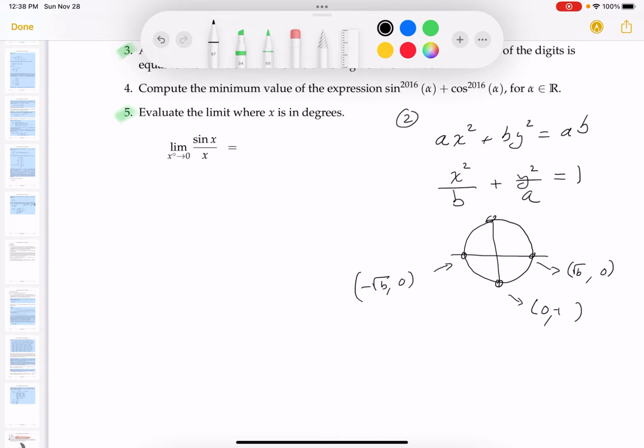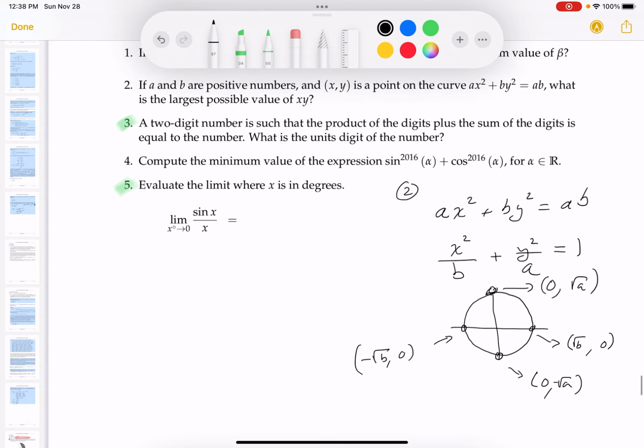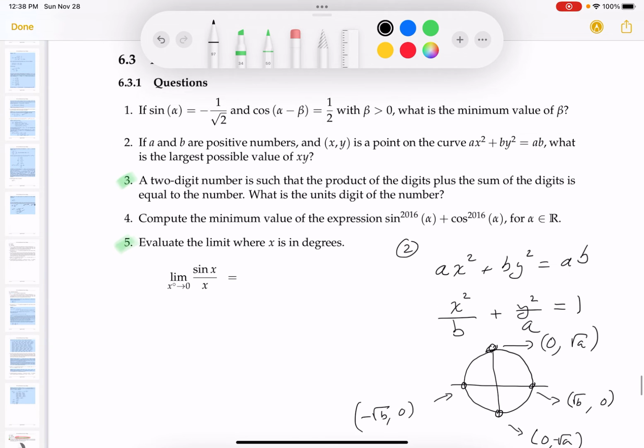And that would be minus root a. What's over here? 0, root a. And again, I know a and b are positive numbers. What I know about it now. Now, by the way, sometimes I don't know what the question is. I got to read it. It says, a and b are positive numbers. x, y is a point in this curve. So I'm just going to say x, y is some point in the curve now. It says, what's the largest value of x, y?